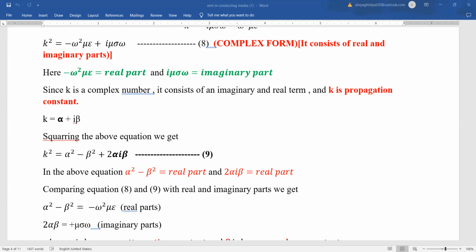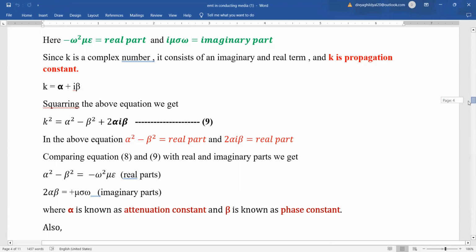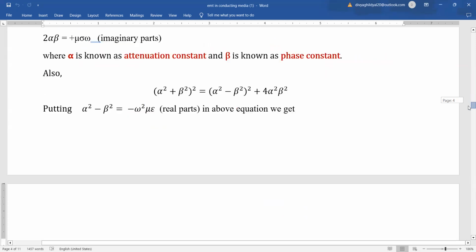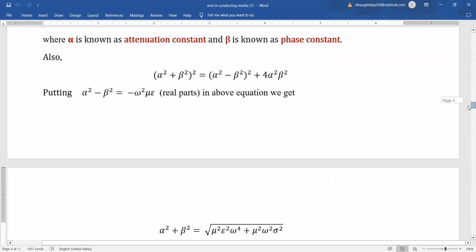Now, let us continue further and see what is important from the exam point of view. Exam point of view, three things are important. Propagation constant vector is complex in nature, Maxwell's equations in conducting media, and the electric and magnetic field equations for the EM wave in conducting media.